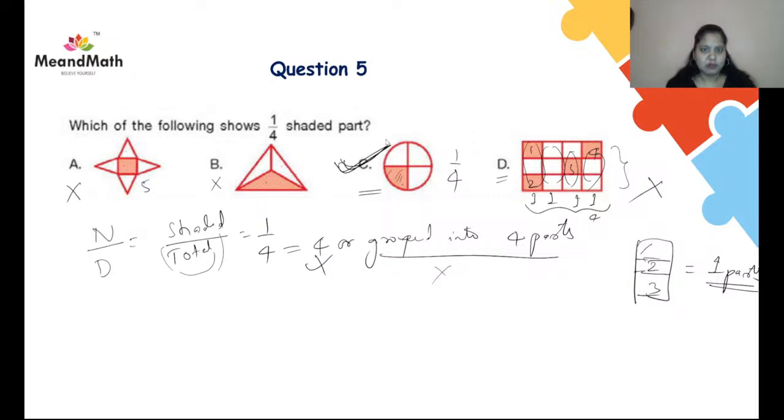So let's see who have answered it correctly. Very good, Anusha. Very good, Sudha. Very good, Pooja. Very good, Saina.